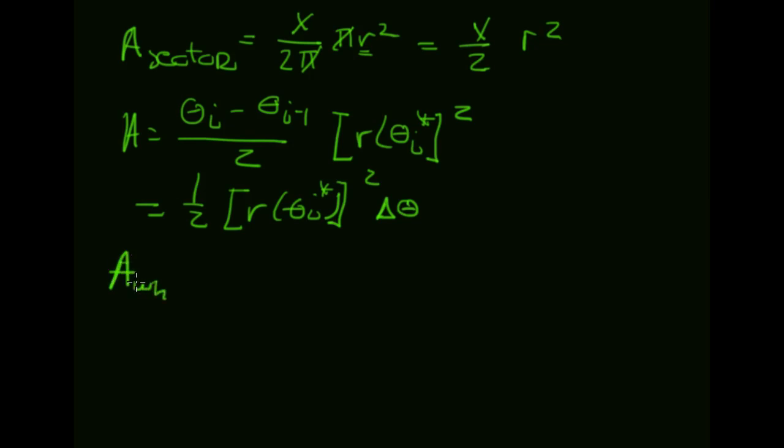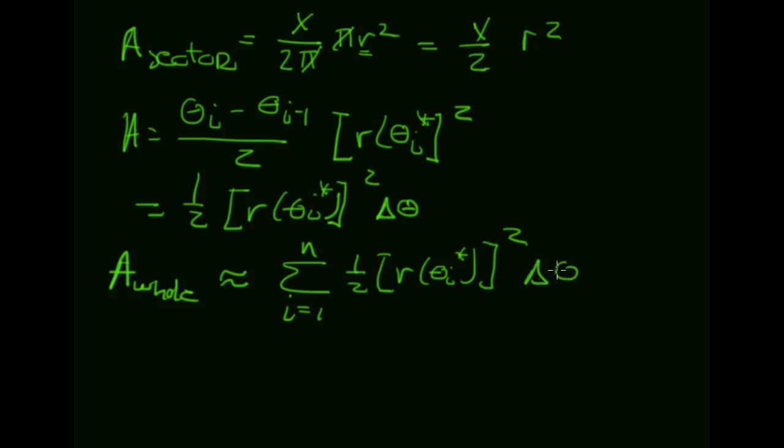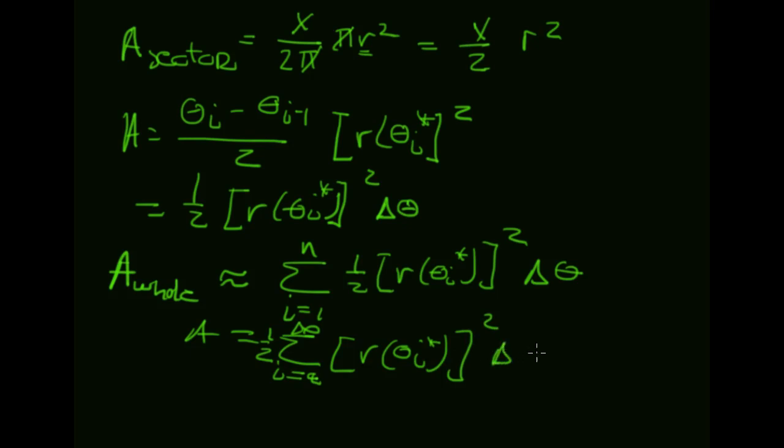So the area of the whole region should be approximately the sum from i equals 1 to n of 1/2 r of theta i star squared delta theta, and the area will actually be equal to this when I let this thing go to infinity. Well, we've known for a while that if I represent this as going to infinity, this is 1/2 the integral from a to b, because that's where theta starts and ends, of r squared d theta.